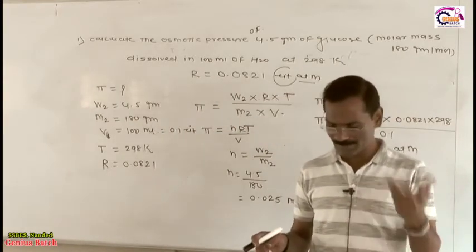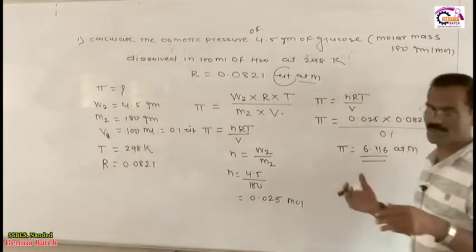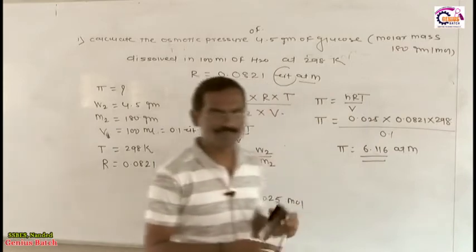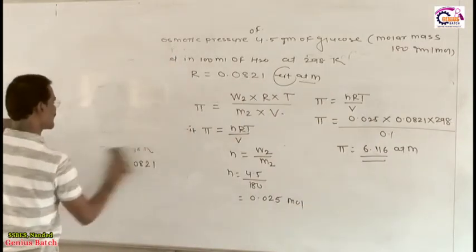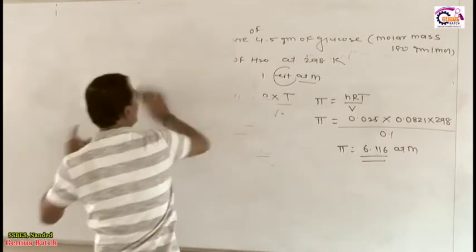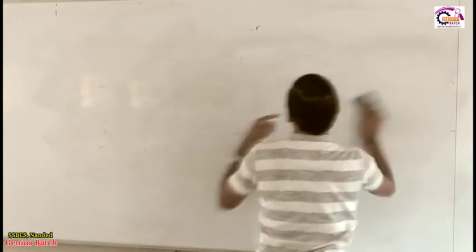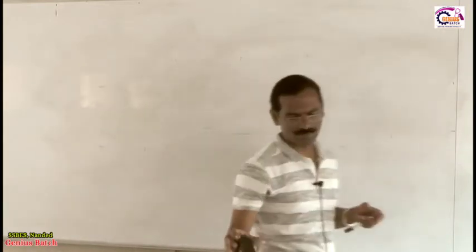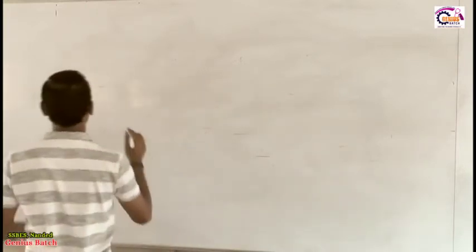Now my friends, come toward the second problem. Write down the answer. Now move toward the second problem. I will give you a second problem related to this osmotic pressure. See here, listen, in the second problem, a solution of cane sugar, molar mass 342 gram per mole.